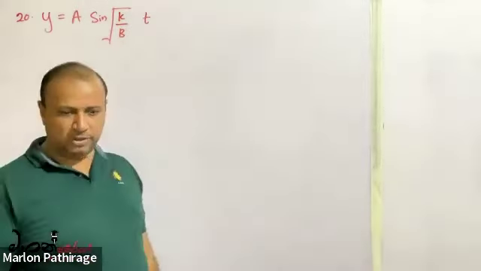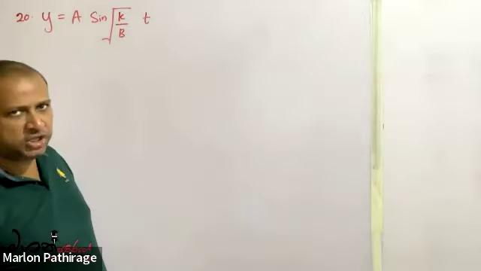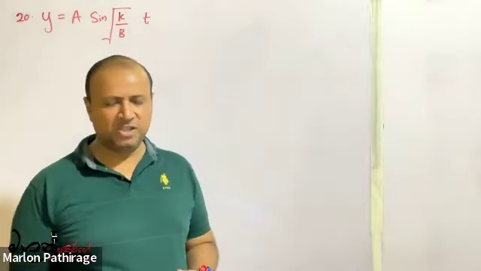T is outside the square root. Okay? Here, k is the spring constant. So, what is the spring constant? Do you know that one? The spring constant?